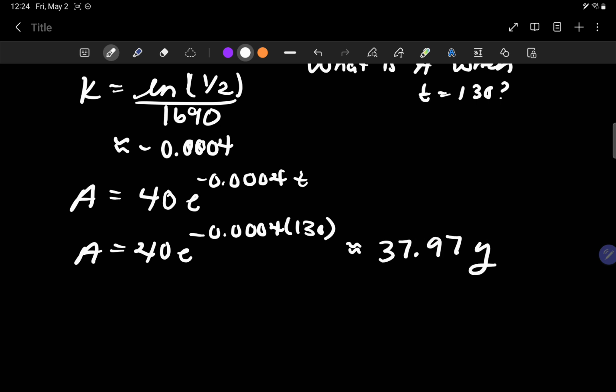37.97 grams. Now, I like to pause and just say, well, if the half-life is 1,690 years, and I'm only looking at 130, I should have more than the 20 grams, which I do. So that is how I would go about solving these kinds of problems.